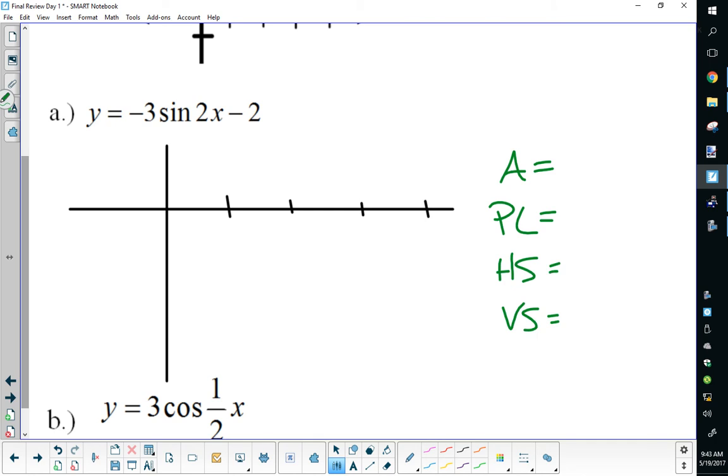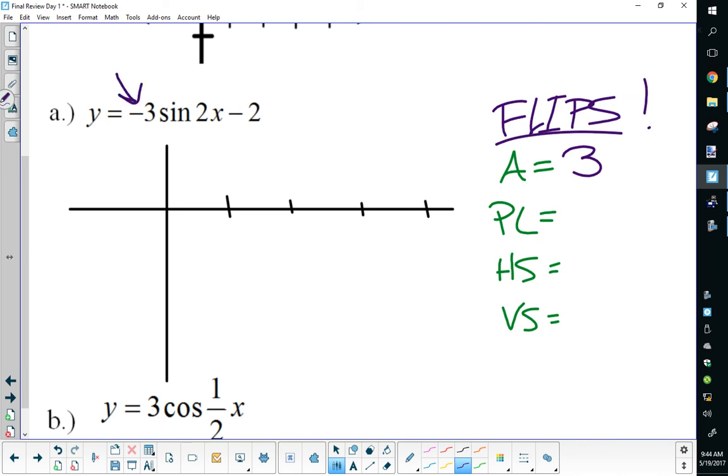Okay. Aubrey, what's our amplitude going to be here? 3. What else is true about this thing? It flips. That's something you probably want to write early. It flips. Yes, I just want to always write flips on my paper or I forget. I could write a negative, but it doesn't stand out to me like writing the word flip.